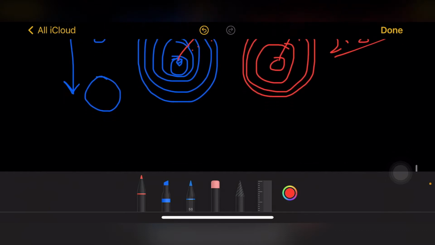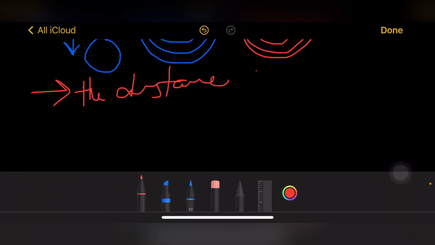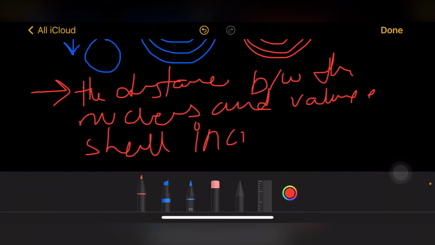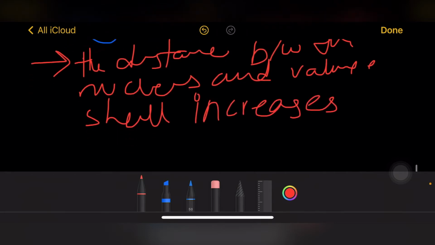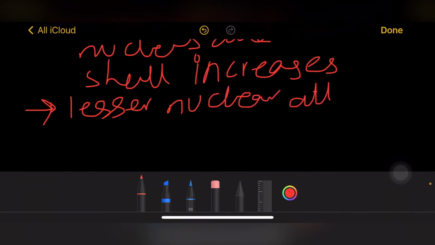So as we move down the group, the first point is the distance between the nucleus and valence shell increases, so lesser nuclear attraction.